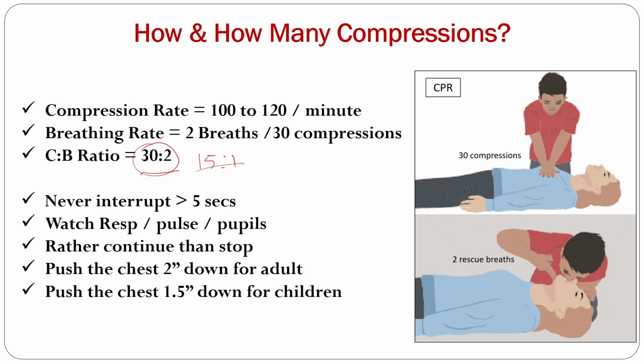It is better to continue than stop. You can tell some other one to check the pulse and pupils and all. Push the chest down 2 inches for an adult and 1.5 inches for children. So, here 30 compressions, then 2 rescue breaths. This is a beautiful picture which can show the 30:2 ratio.